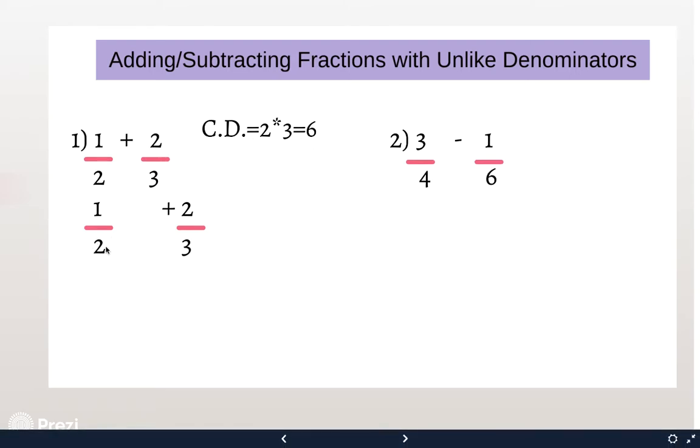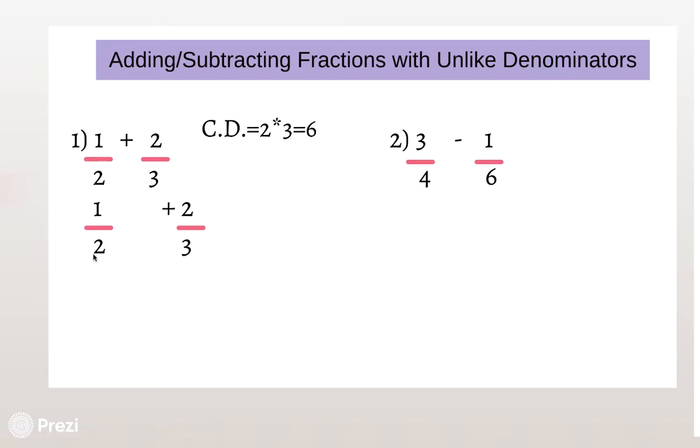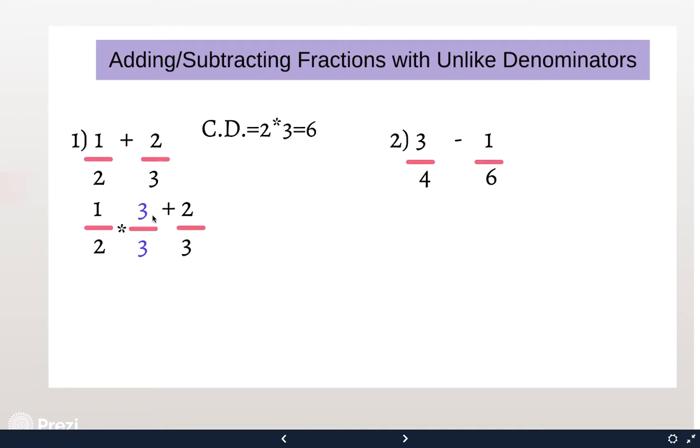So my first denominator has a 2. My common denominator has a 2 and a 3. So the piece that's missing is my 3. So this fraction needs the 3, which means I need to multiply the 3 to the 2. But you can't just multiply something to the denominator. Whatever you multiply to the denominator, you must multiply to the numerator. So since I'm multiplying 3 to the denominator, I must also multiply it to the numerator.